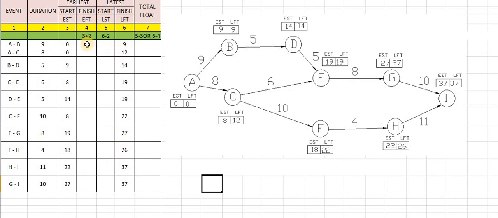What is the earliest finish time? How do we calculate it? It is just the EST added to the durations. These EST values are to be added with the durations, and we can find the value of the earliest finish time. For the earliest finish time I have written the formula as third column plus second column, not the number. So here, this EST value plus this duration value is nothing but the value of EFT.